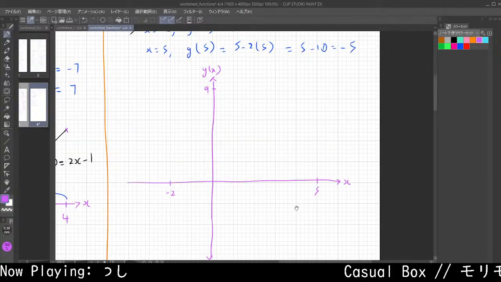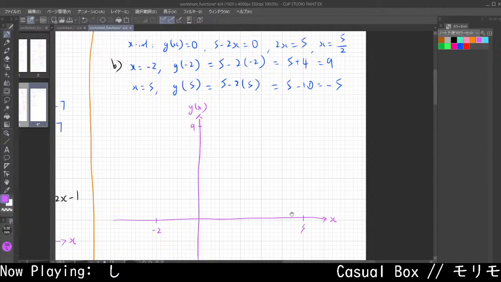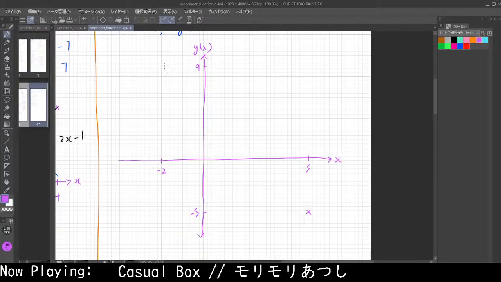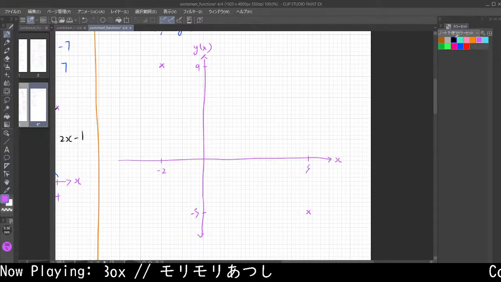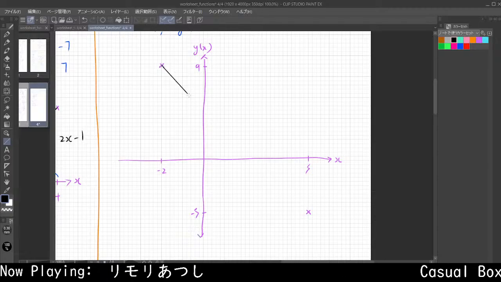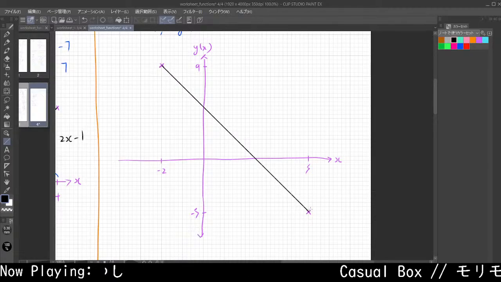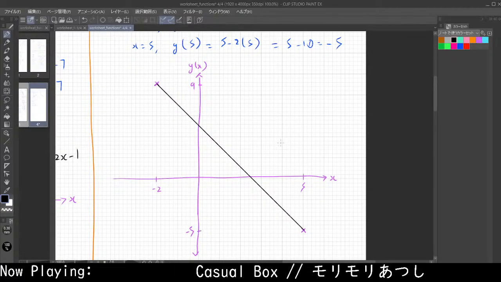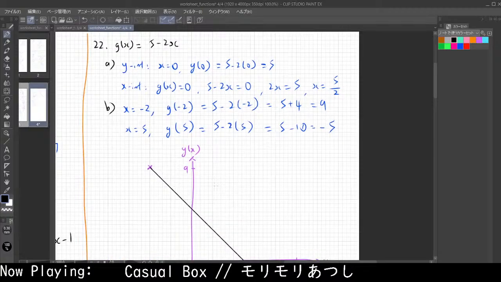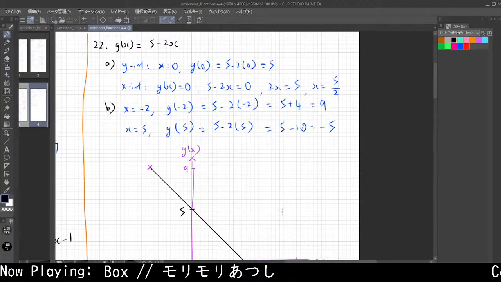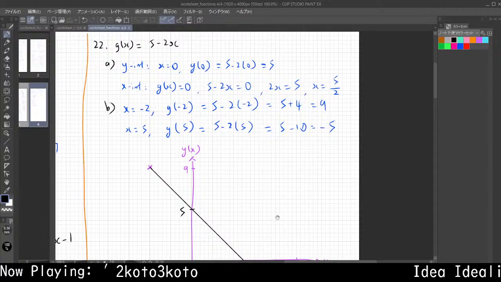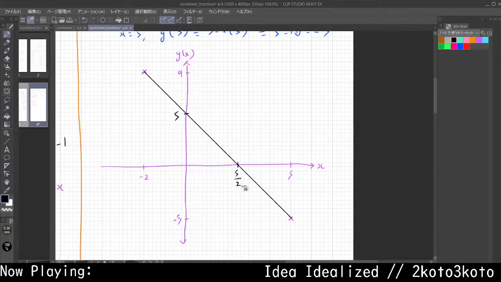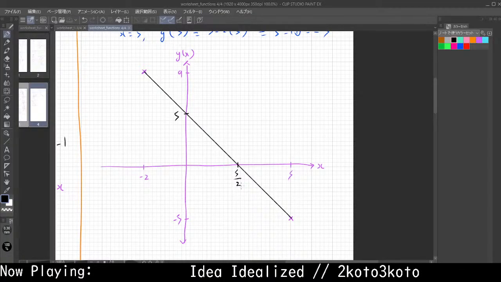Oh no, I should have. Give me a moment. Okay, there you go. And then jot down the x and y intercepts. Yeah, there we go. So this is the graph for g(x).